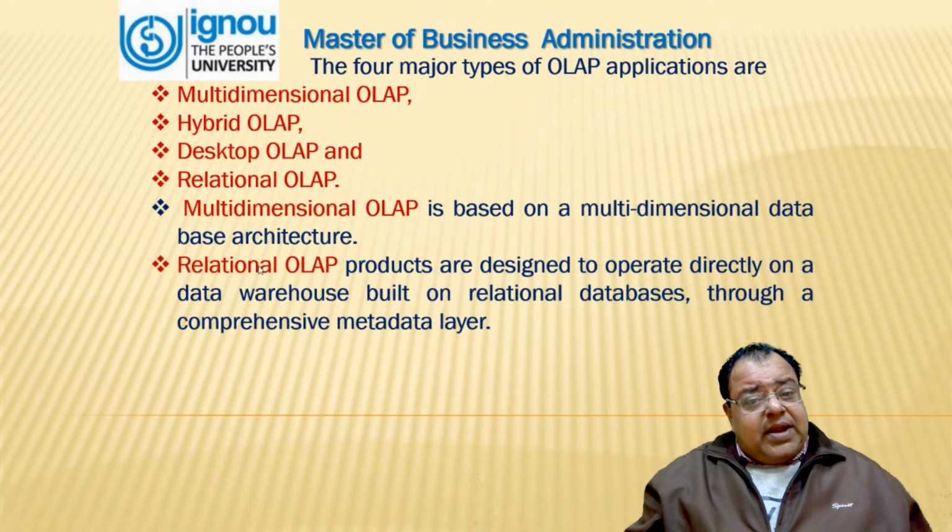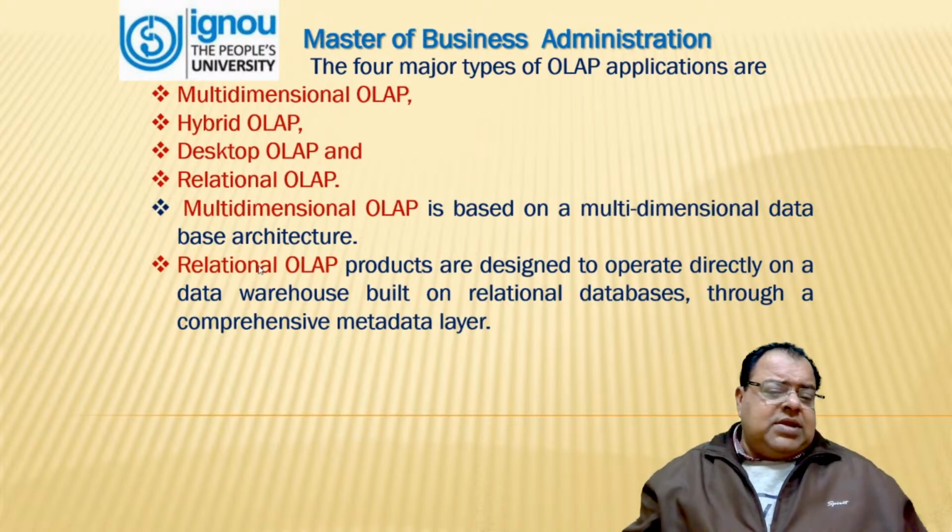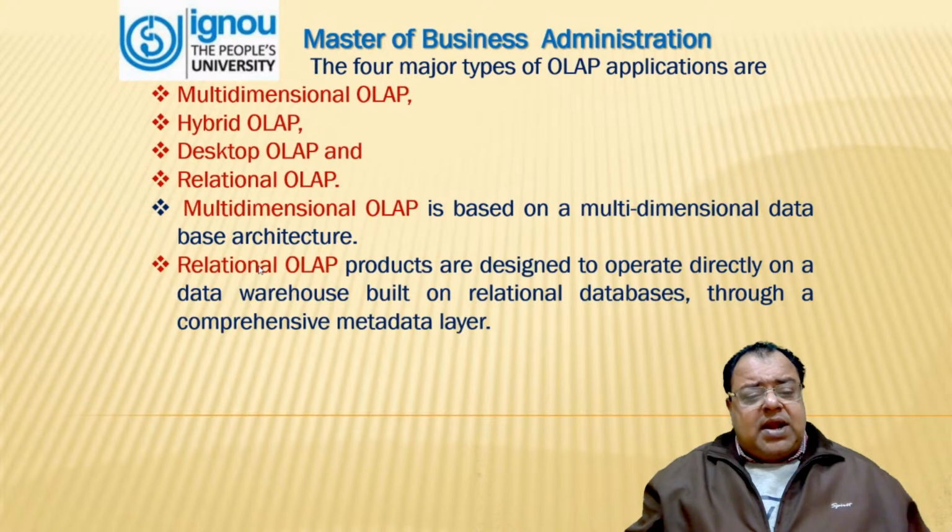There are four major types of OLAP: multidimensional OLAP, hybrid OLAP, desktop OLAP, and relational OLAP. In short, we will see what they are all about. Multidimensional OLAP is based on multidimensional data-based architectures.